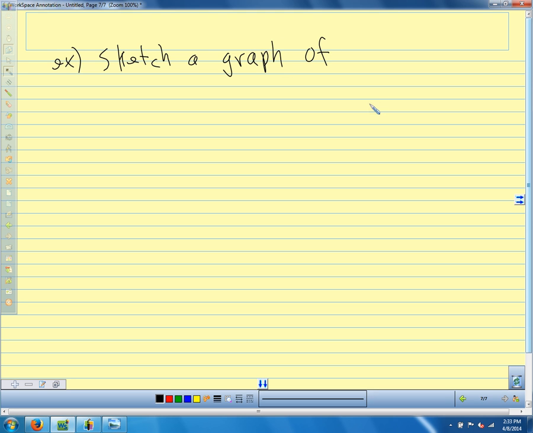So that's our setup for this problem. Sketch a graph of 25x squared plus 9y squared minus 200x plus 36y plus 211 equals 0. So we want to sketch a graph of that thing.